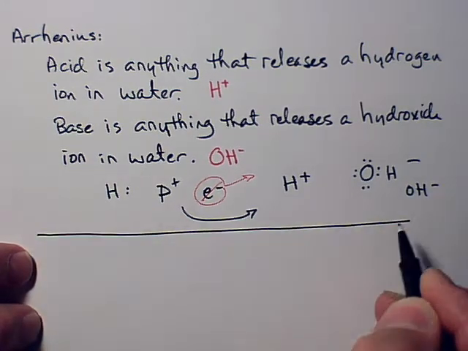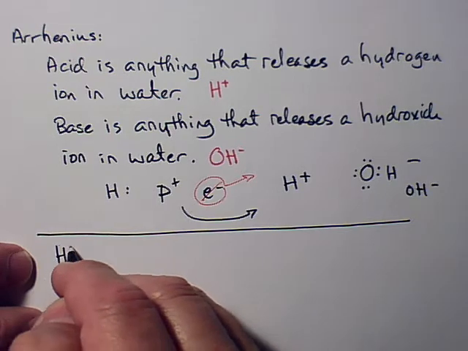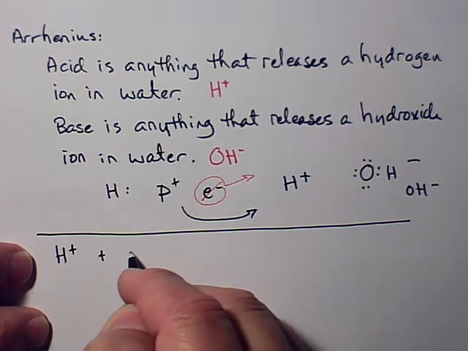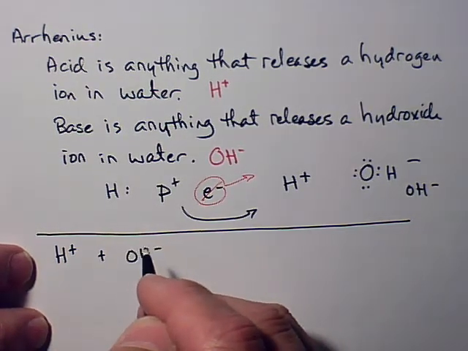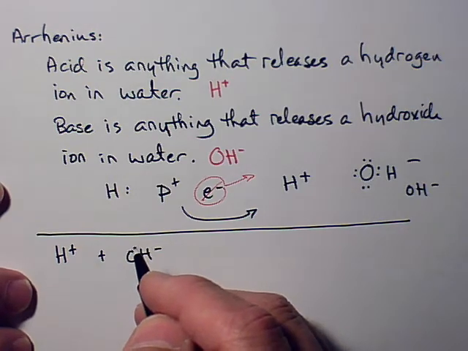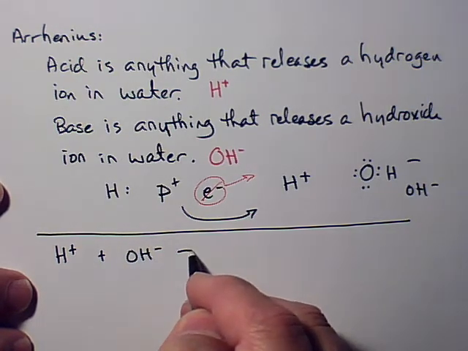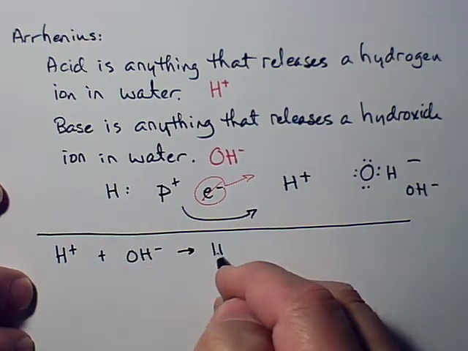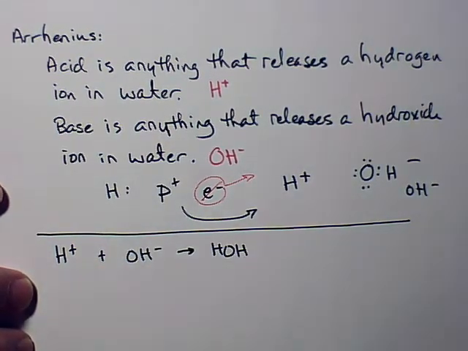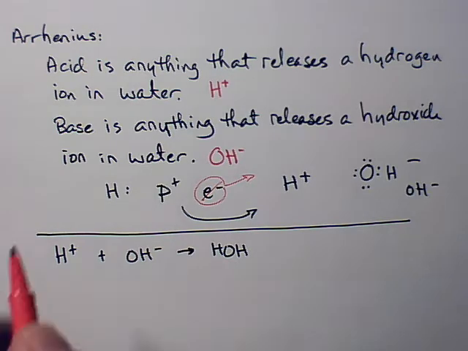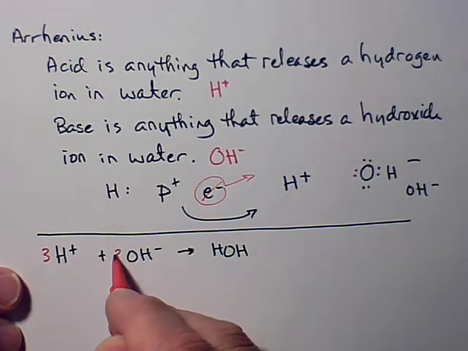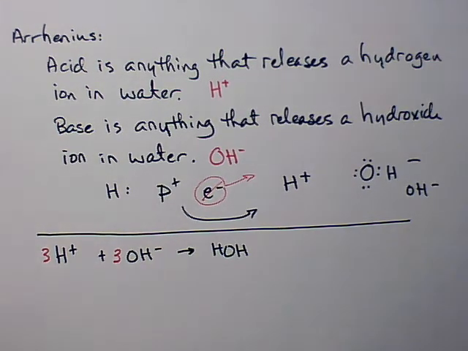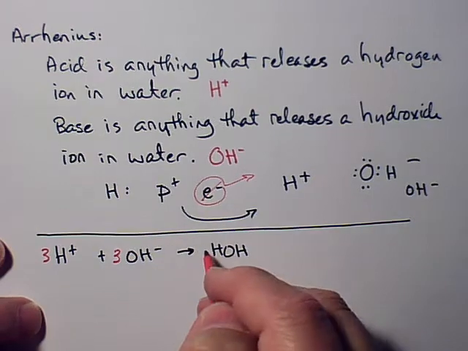All right. Now, if we put a hydrogen ion with a hydroxide ion, and we react the two together in a synthesis reaction, what do we get? Water. Okay? And if we have 3 hydrogen ions and 3 hydroxide ions, what do we get? Water. 3 waters.